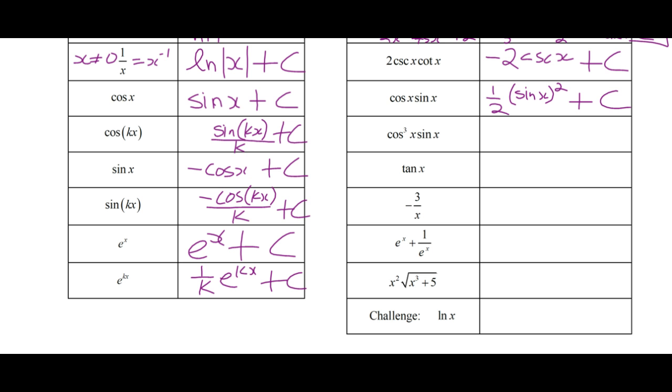Anyways, cos cubed x sine x. Okay, so if we're going to get a cos cubed x, then we have to start with a cos fourth x. You can write that as cos to the fourth x, or you can write it as cos x to the fourth. What's the derivative of that? That's going to be 4 cos x cubed. Okay, good, that gives us our cos cubed x. And then sine x, minus sine x. So we need negative, and we got to get rid of the 4. So negative 1/4.